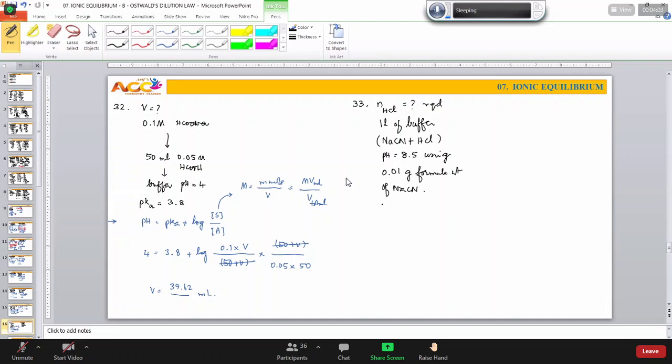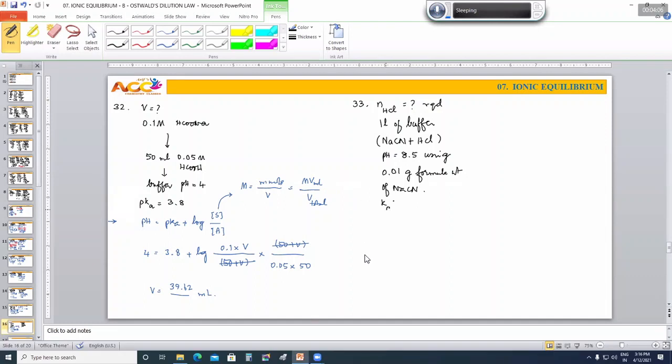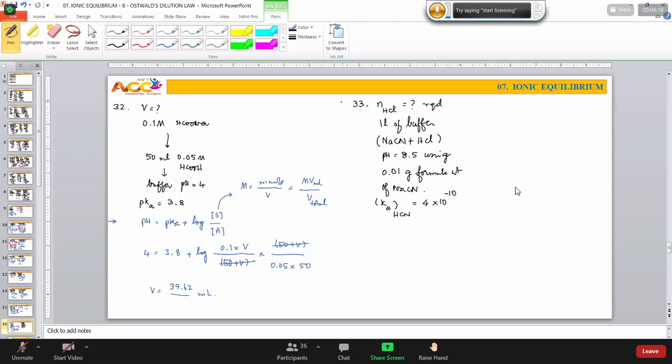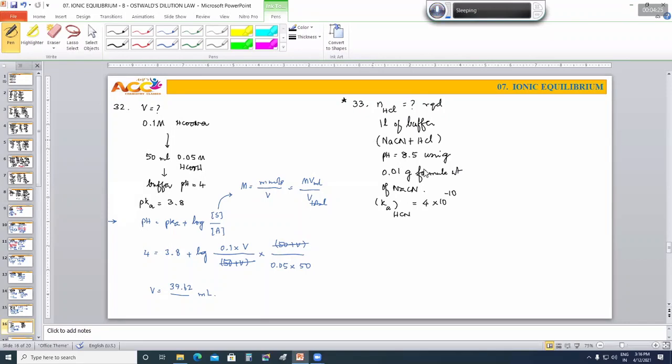Beautiful question. Ka of HCN, hydrogen cyanide, 4.1 he has given. I'll take 4 into 10 power minus 10. A very beautiful question for students to enjoy conceptual discussion. See here, number of moles of HCl required. Now, first of all, when you are discussing buffer solution, there is nothing to worry with respect to this fellow, because strong acid will never come in buffer solutions. Point number 1, right?